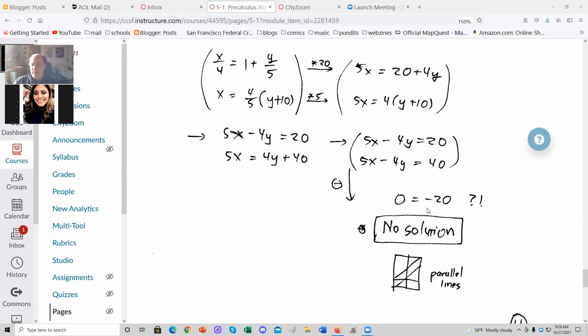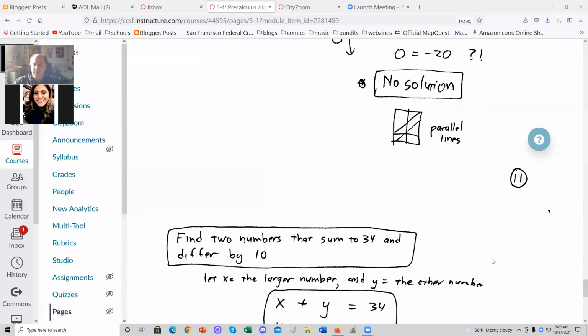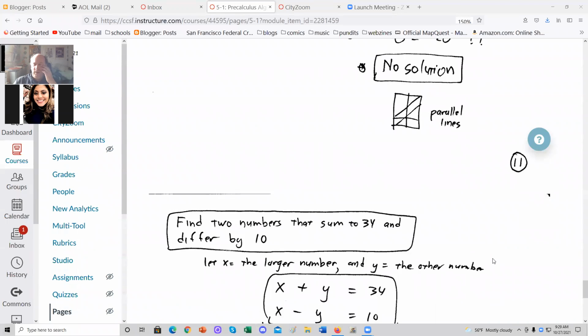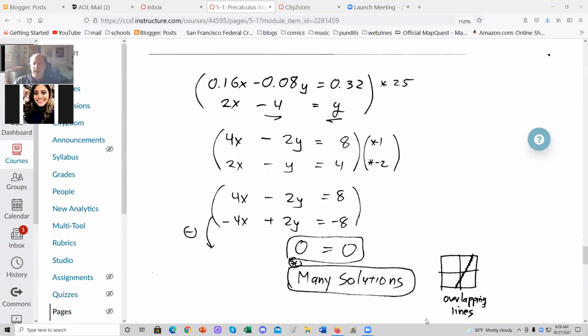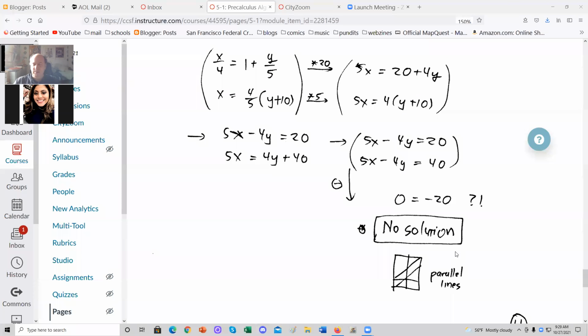Anyhow, since 0 is not equal to 20, there's no solution. And in fact, these two equations, when graphed, give you parallel lines. So no answer. So sometimes after elimination you get 0 equals 0. That means many solutions, overlapping lines. And sometimes after elimination, you get 0 equals non-zero, which is parallel lines, no solution.